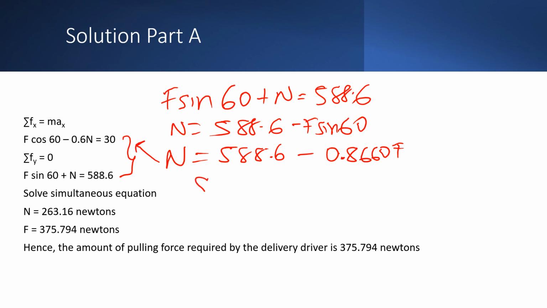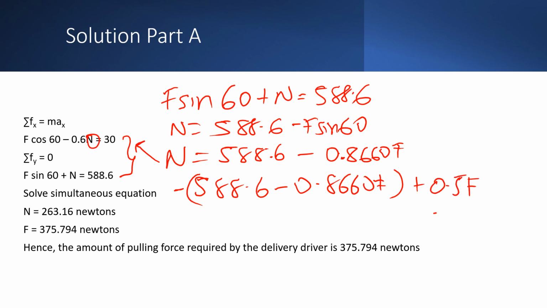Now you substitute this back into equation 1. And if you do that, you have 588.6 minus 0.8660 F for N, negative, plus F cosine 60. Cosine 60 is 0.5, so 0.5 F is equal to 30. Now all you do here is solve for F, and once you solve for F, you find that F is equal to 375.794 newtons. Make no mistake, this N here is for newtons and this N here is for normal force.